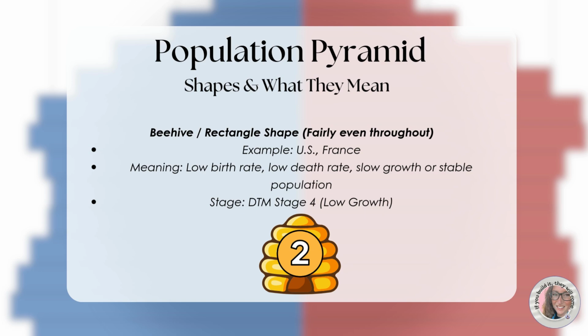Second, beehive, rectangle shape, fairly even throughout. Example: US, France. Meaning: low birth rate, low death rate, slow growth or stable population. Stage: DTM stage 4, low growth.